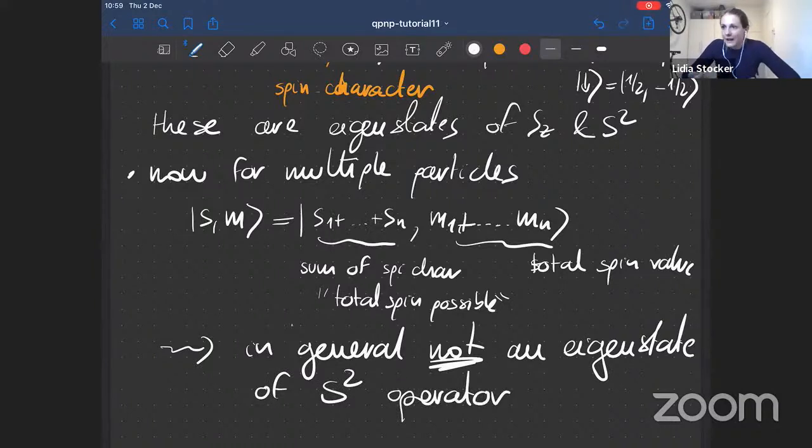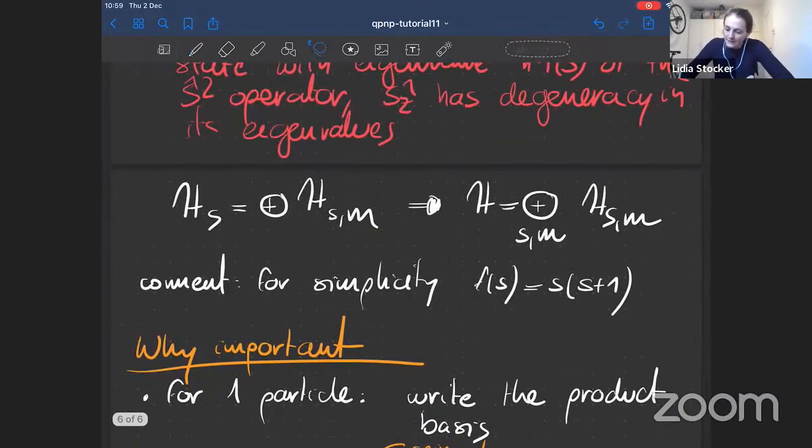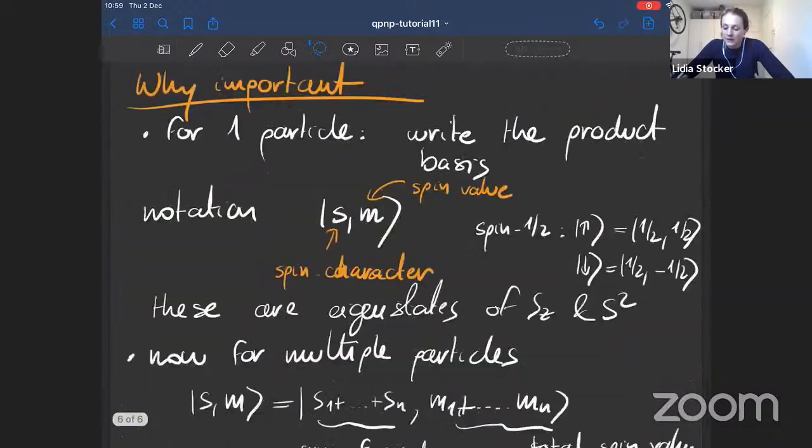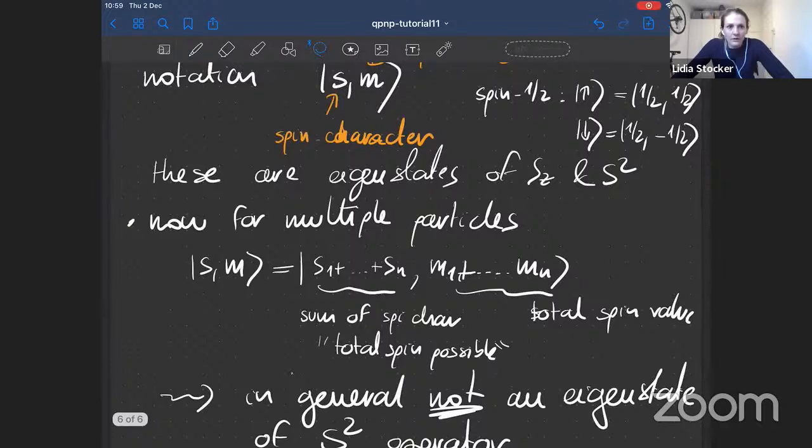So this we have to calculate. As we want to decompose our Hilbert space in sub-Hilbert spaces with the same characteristic regarding the spin, we have to figure out how to do it. And this is the notation of adding spins.